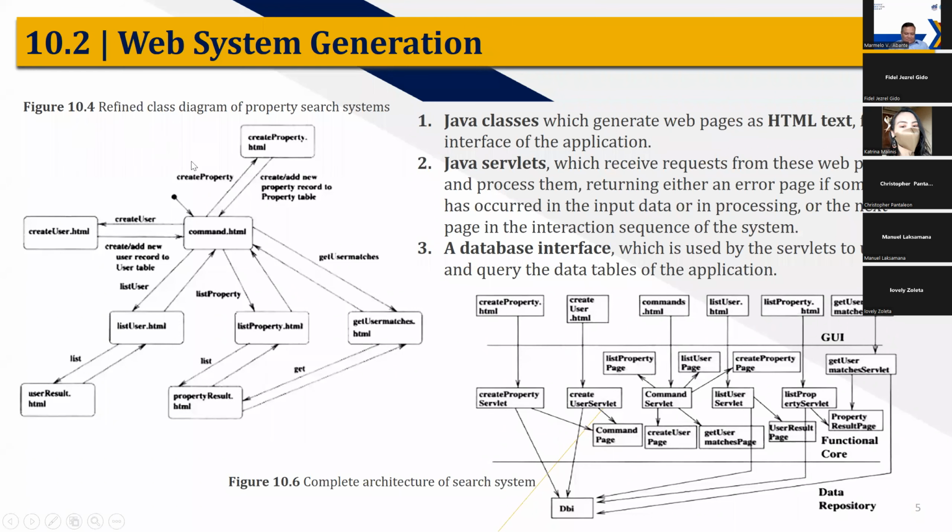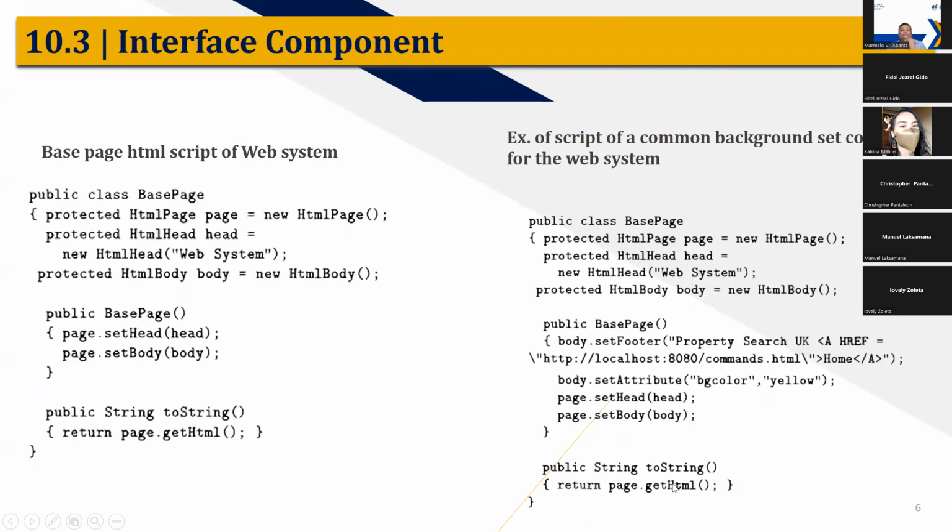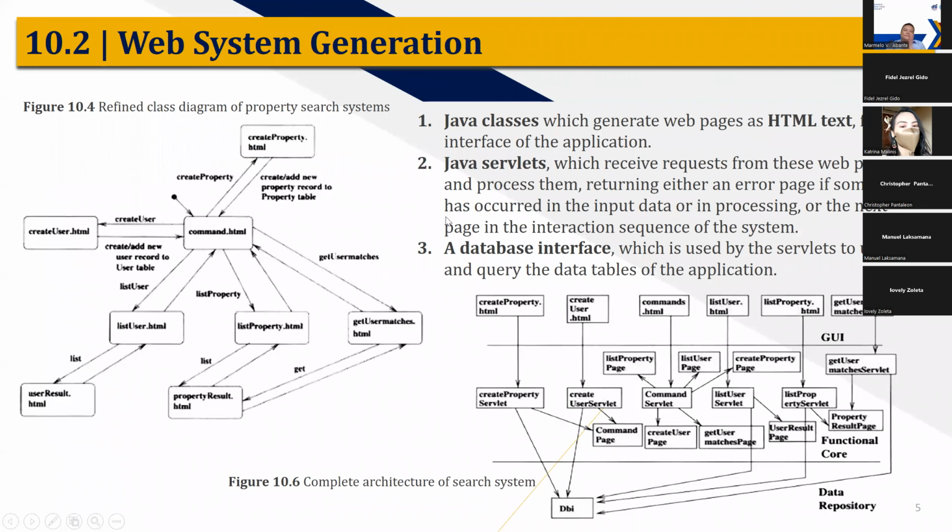So here now you can see Figure 10.4 shows the interaction sequence of the application, and Figure 10.6 shows the supplier-client dependencies between property systems and components. So yeah, create properties, create users. You have the list history, list property, list users, property, and property. So this is a different entity that is in relation with our subject matter.